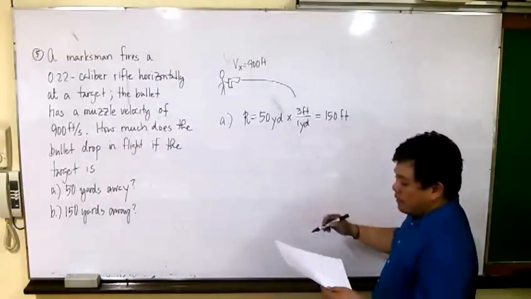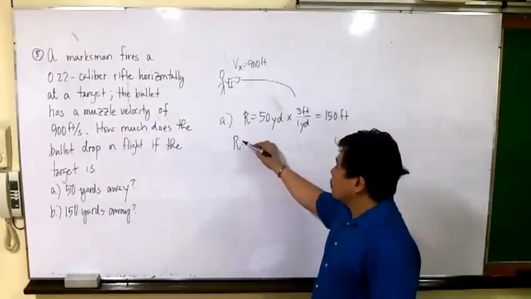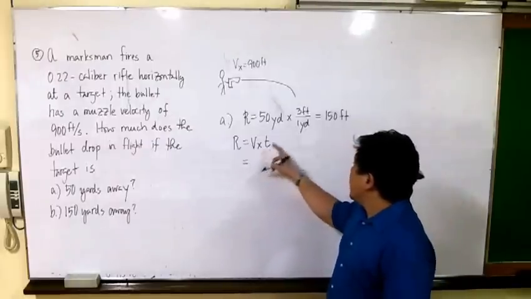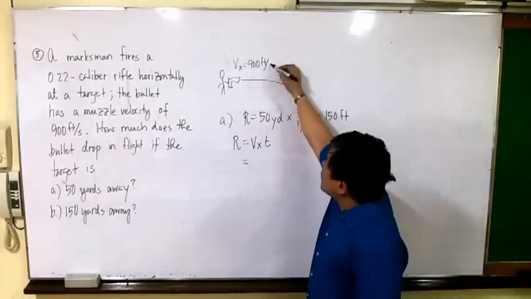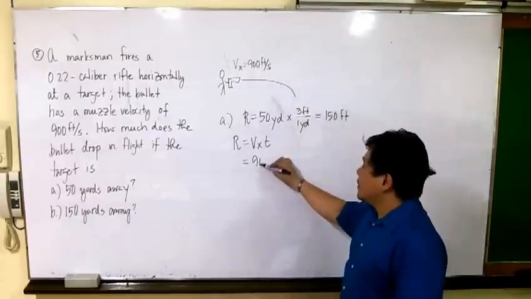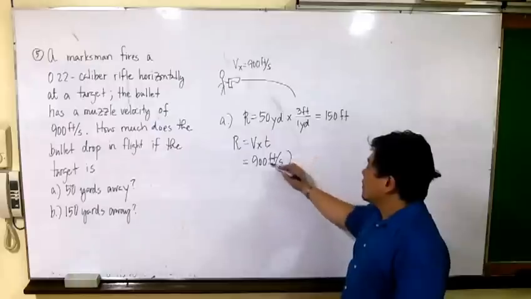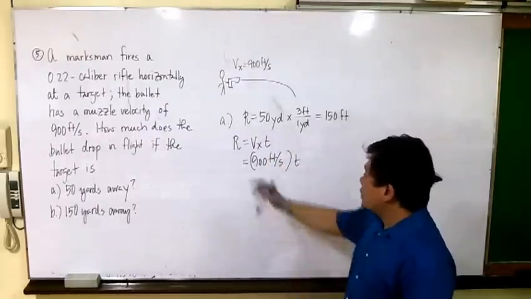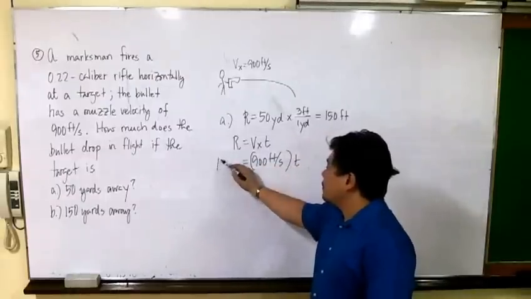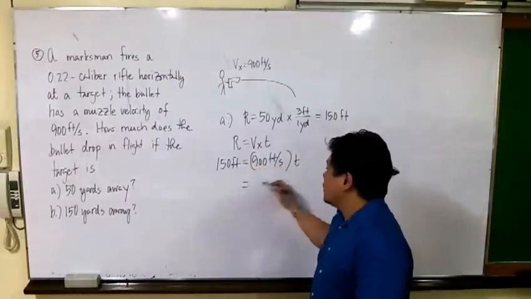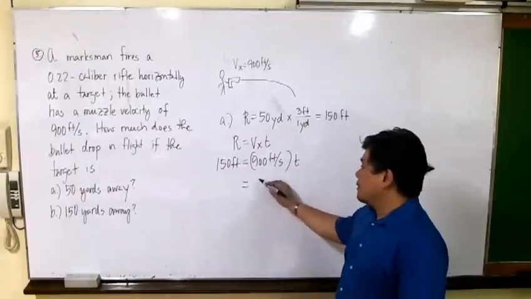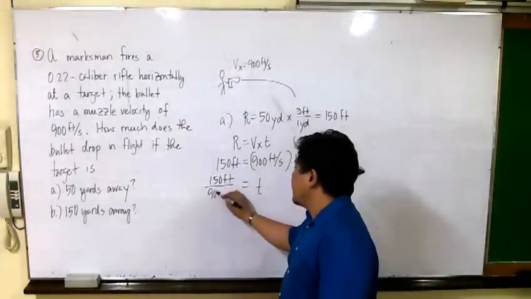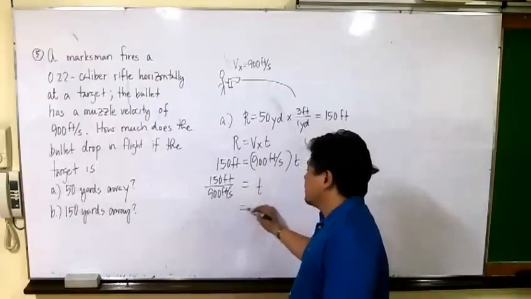Okay, and we know that the formula for range in projectile motion 1 is V sub x multiplied by t. Your V sub x is 900 feet per second. T is unknown, and the range is given at 150 feet. So here, we can compute for the time of flight. The time of flight is 150 feet divided by 900 feet per second.